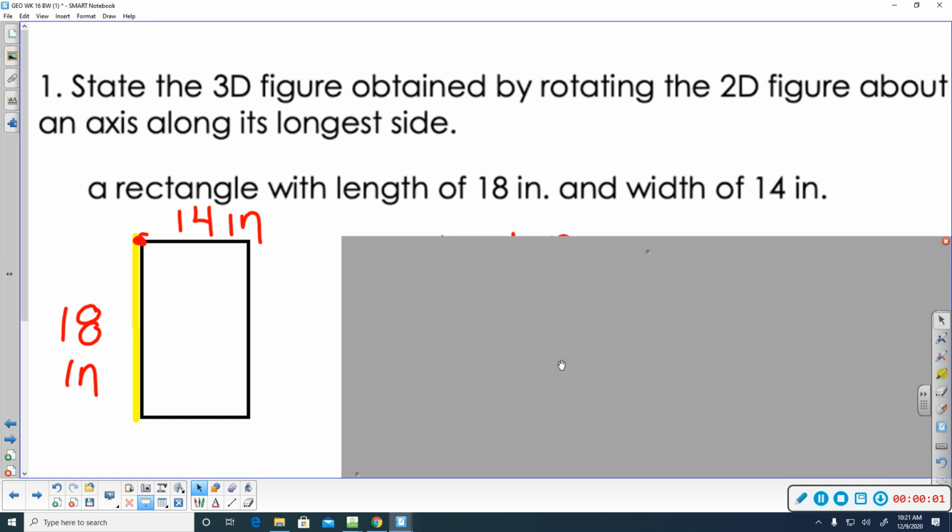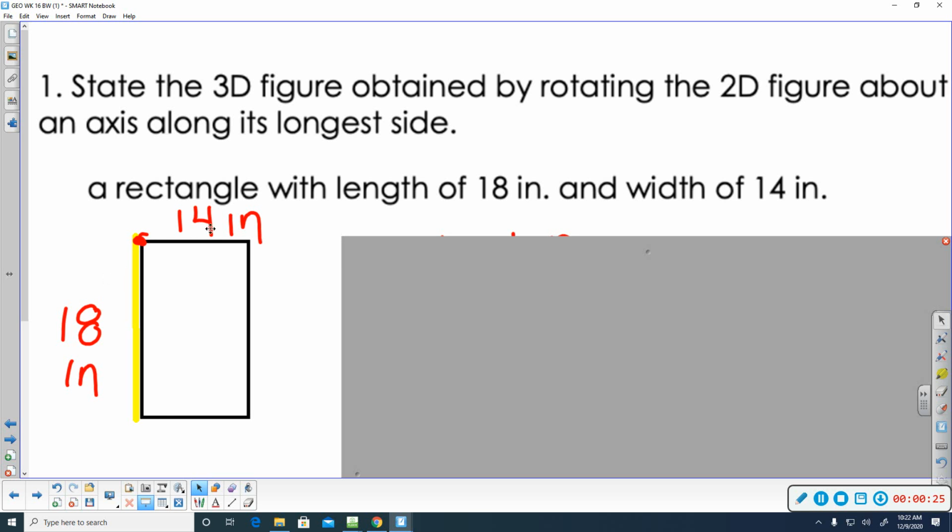Alright, this word problem says, state the 3D figure obtained by rotating the 2D figure about an axis along its longest side. So then they're telling us our 2D figure is a rectangle with a length of 18 inches and a width of 14 inches. So a good place to start is to actually draw out that rectangle. So that's what I did here. I drew a rectangle that has a length of 18 inches and a width of 14 inches.